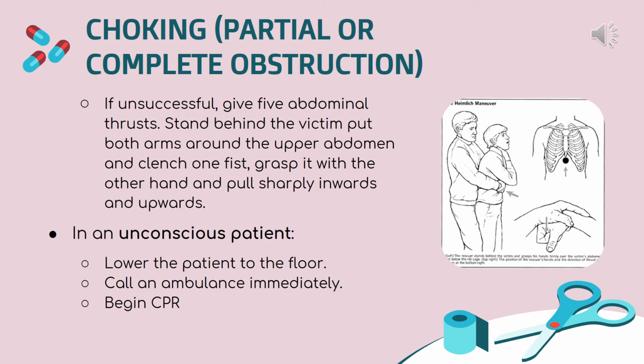So if you have found yourself in a situation wherein the previous steps were unsuccessful, give 5 abdominal thrusts to the patient. Stand behind the patient and put both arms around the upper abdomen and clench one fist. Using your other hand, grasp it and pull sharply inwards and upwards. I think you all may be familiar with the term Heimlich maneuver, and that is what we are going with in this situation.